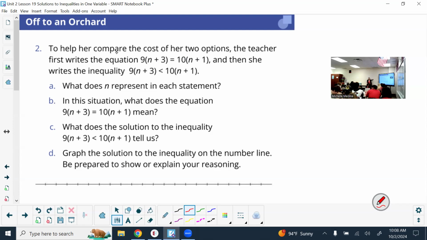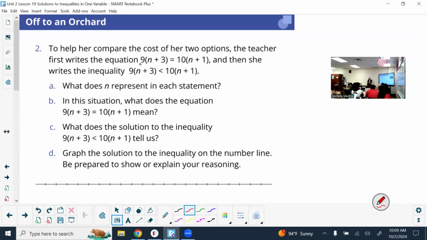So to help her compare the cost of her 2 options, the teacher first writes the equation. 9 times the sum of n plus 3 equals 10 times the sum of n plus 1. Doesn't this look familiar? It should, because we created that. Hopefully you're taking the notes on it. All right, but it should look familiar, except now the teacher puts in equals.